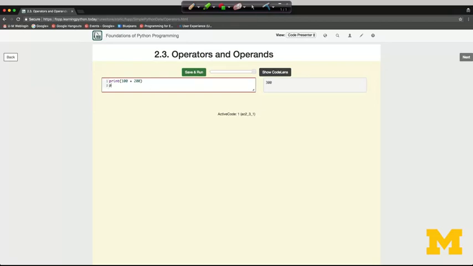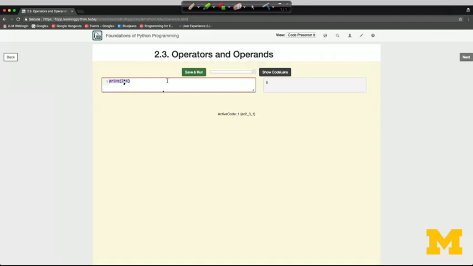So there's subtraction. So when I print out the value of 5 minus 2, then we get 3. If we reset our code here, there's also multiplication. Multiplication is done using the star symbol. So when we print out the value of the expression 2 times 4, then we get 8.